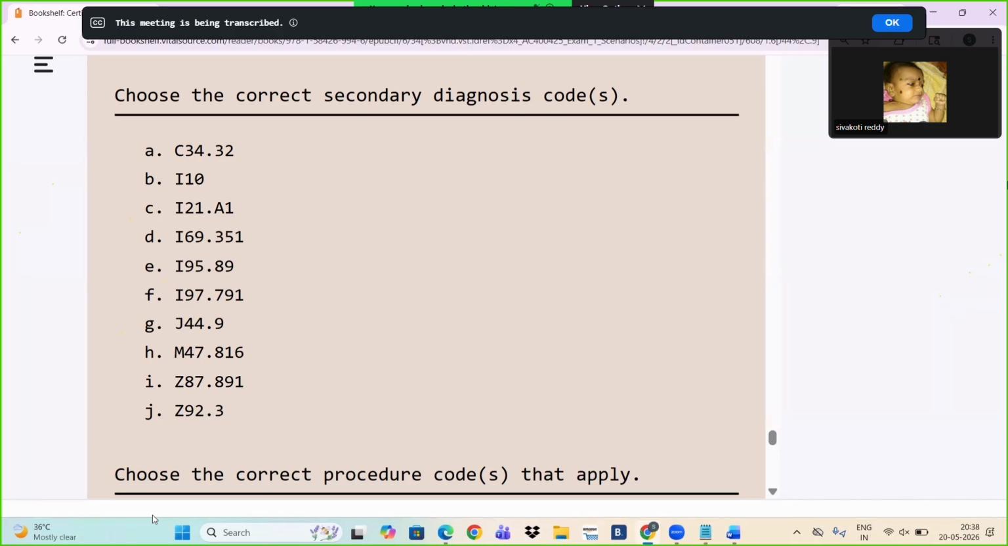Suppose 4 are codable and you coded 2, you get 5. If 2 are codable and you coded 4, 2 correct and 2 wrong, so 0. If you selected 3 wrong, minus 2.5. If 4 wrong, minus 5. It depends on how many we added unnecessarily and how many codable diagnoses we missed. Based on that, we will get the negative.